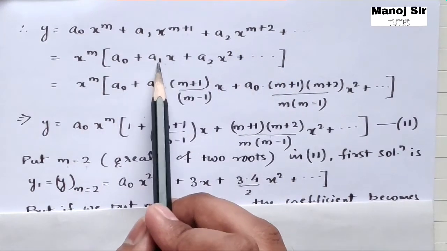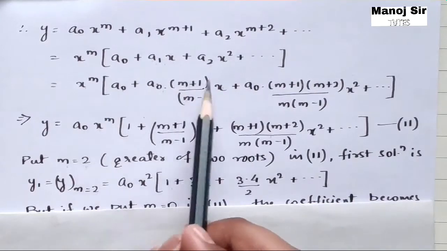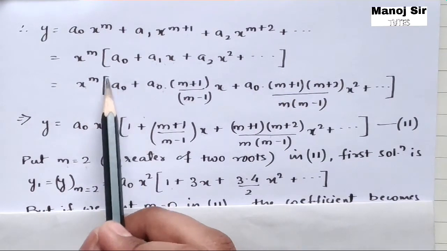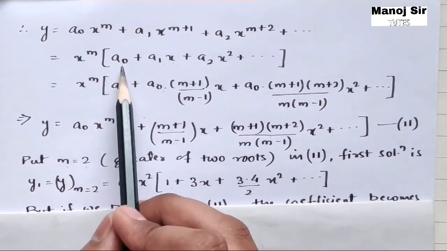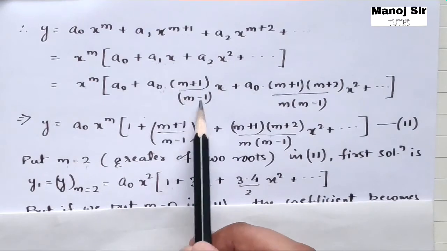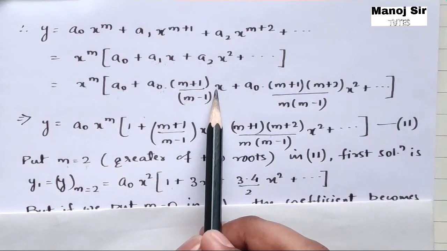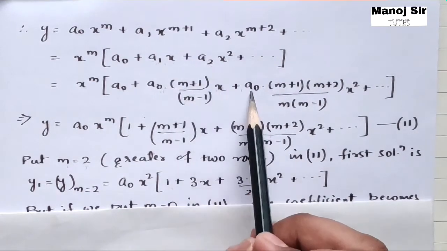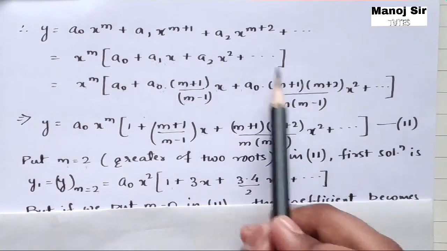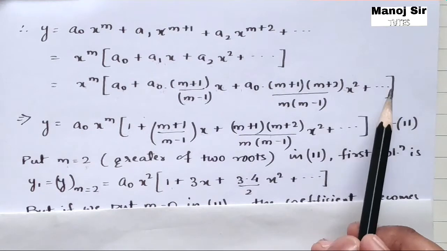Since we have the values of a1 and a2 in terms of a0, we can write x to the power 1 as it is. Inside this square bracket we need to write a0 plus a1, which is a0 into (m plus 1) upon (m minus 1), times x here, plus a2, which is a0 into (m plus 1) into (m plus 2) upon m into (m minus 1), times x square, plus dot dot dot.